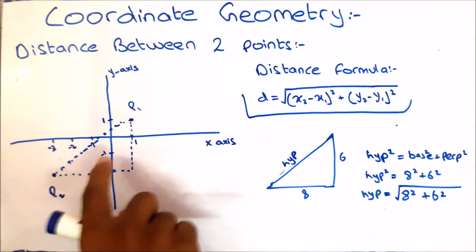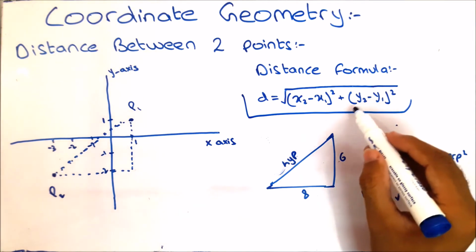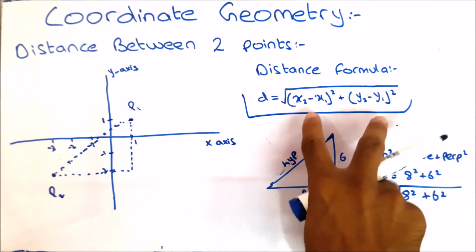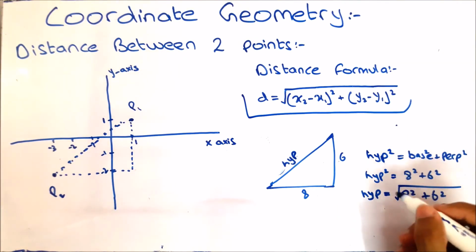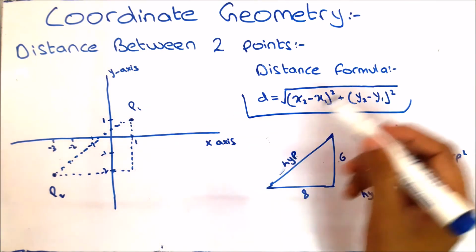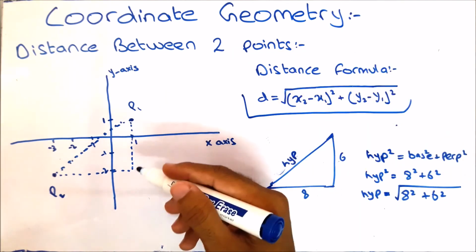When we subtract this point from this point, we get this distance, and when we subtract this from this, we get this distance. So when we get these two distances, we square them, and then we take the under root, and that gives us the hypotenuse, this hypotenuse. That's how we find the distance between 2 points on an xy plane.